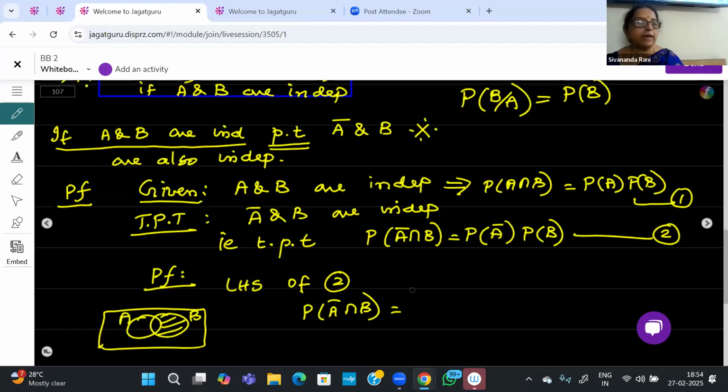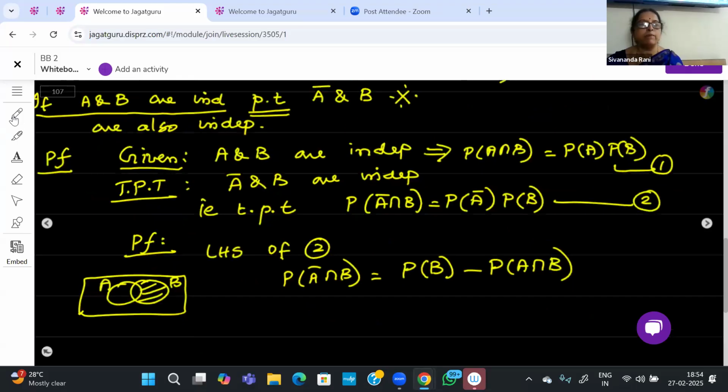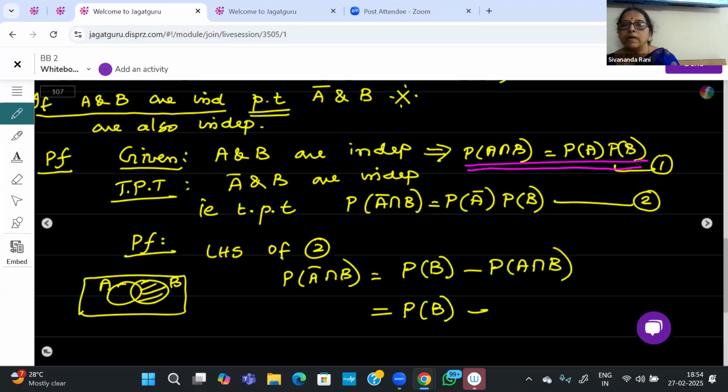What is this portion in the Venn diagram? It is P of B minus P of A intersection B. From B, I have to subtract A intersection B. And A intersection B and A bar intersection B are mutually exclusive, and therefore P of B can be expressed as the sum of these two. And therefore P of A bar intersection B will be just this, P of B minus this. Yes, you are very correct. And in the next step, can I make use of what is given? This is given to me, right? I have to make use of it. And this is the right time to make use of it.